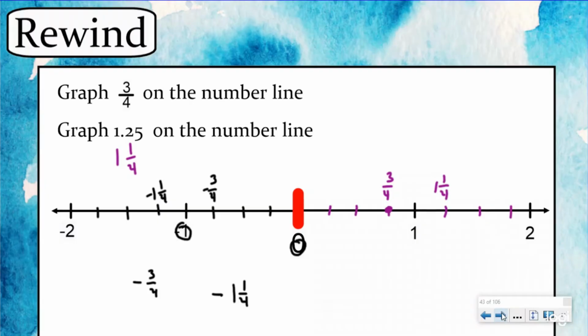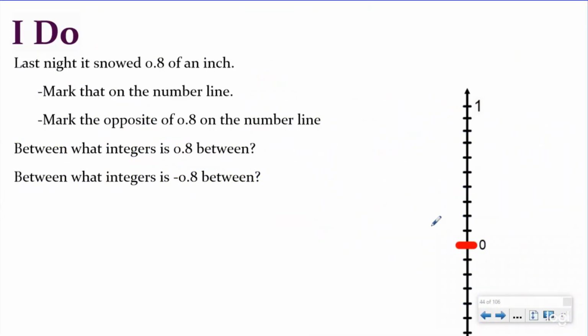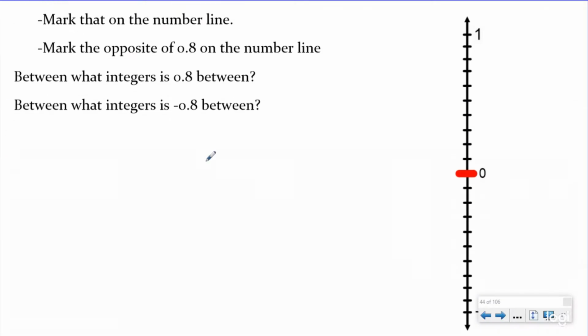Let's take a look at an I do problem. So it says last night it snowed 8/10 of an inch. Mark that on the number line. So we want to start with that first. So let me scroll down a little bit so you can see the whole number line. Let me move this. All right.